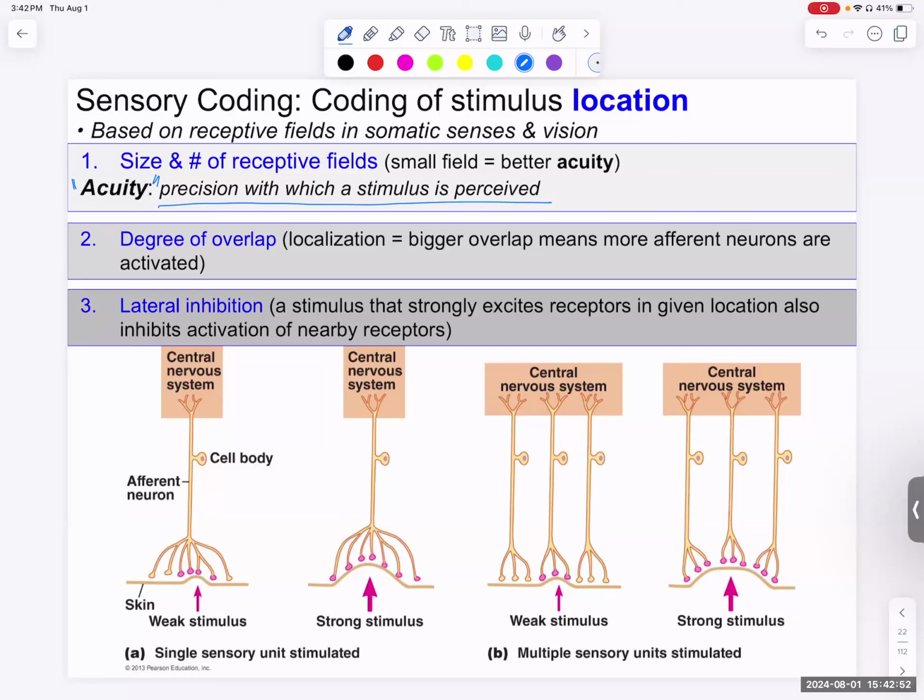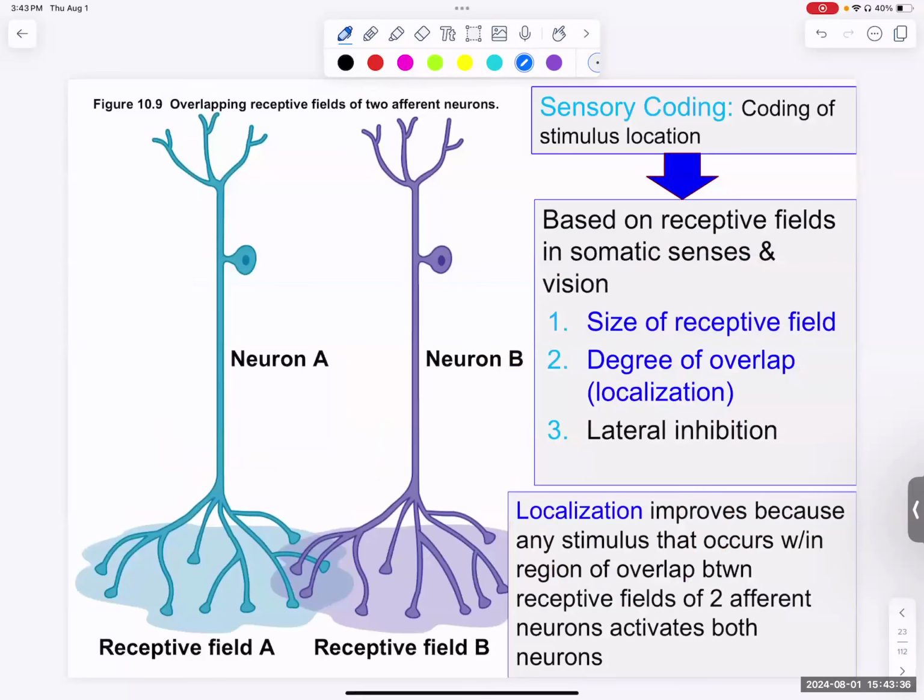And so the size and the number of receptor fields are going to enable you to locate where that sensation is coming from. And then how much overlap between these receptor fields is there, right? So more overlap means more neurons are going to be depolarized. And then there's something called lateral inhibition. That's where a strong stimulus that excites receptors in a given location can actually send inhibitory signals to the receptors nearby. So you can really accurately locate because you're inhibiting the pathways that are near that stimulus. So that's lateral inhibition. So sensory coding, again, is based on the receptor fields, the size, how much overlap between those receptor fields, and if there's any lateral inhibition going on.